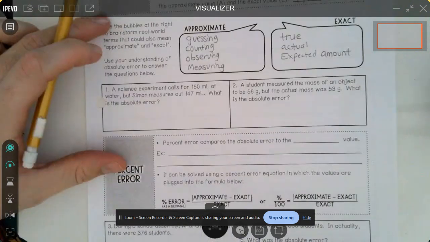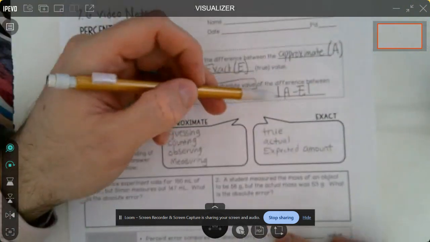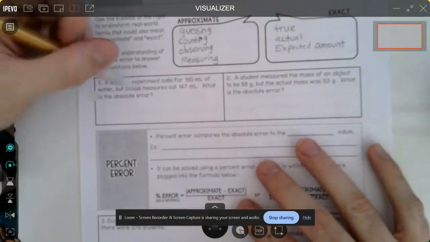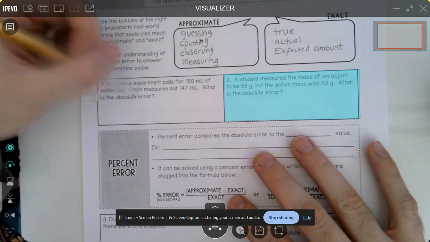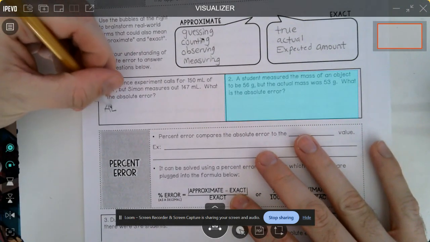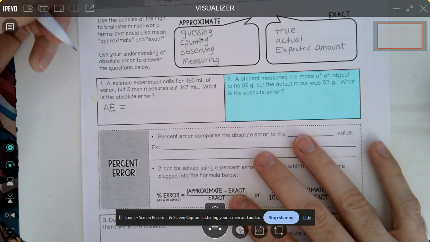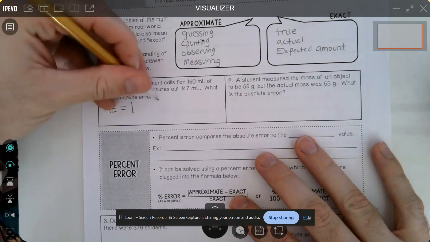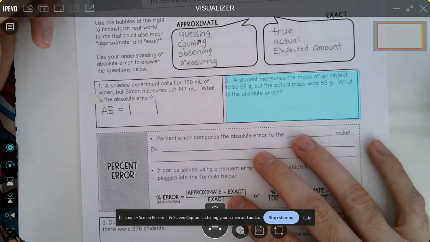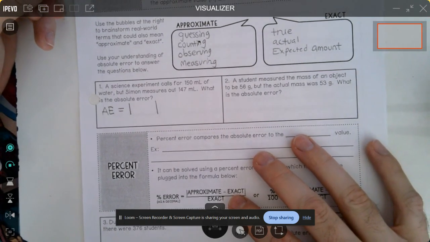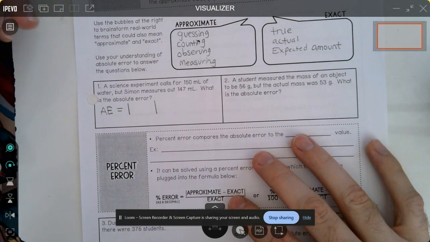Now, number one, we need to use the formula, the absolute value of A minus E, to find the absolute error. I'm going to call it AE, absolute error, to find those in these two problems. So, absolute error equals the approximate value minus the exact value.